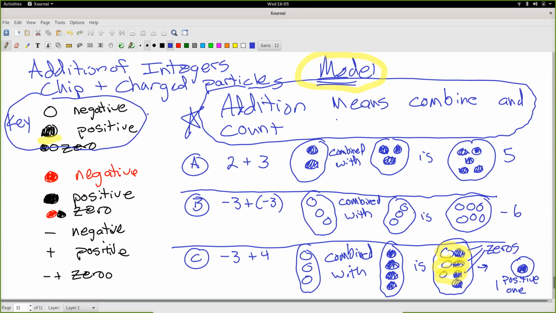So we combine them together. It turns out we make a bunch of zeros, and I end up with a +1 left. That's the way it goes, right?